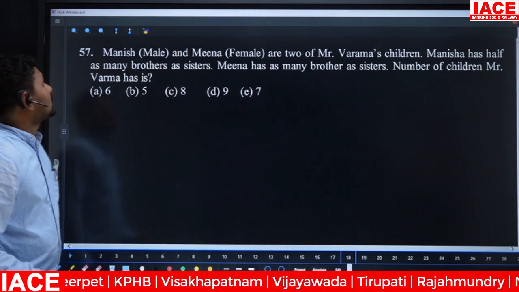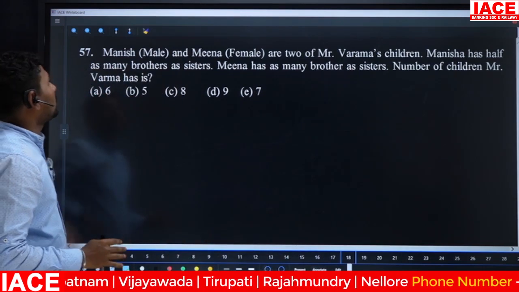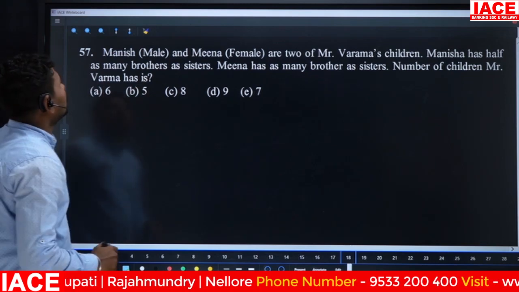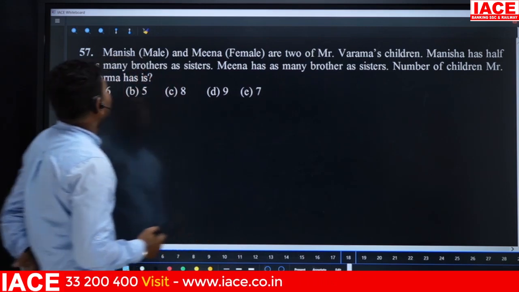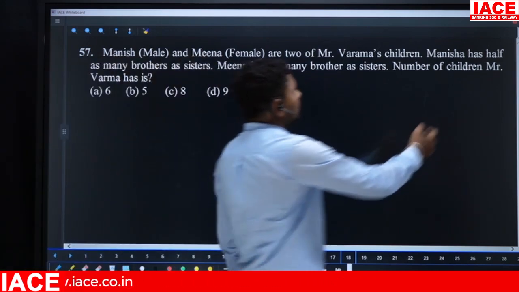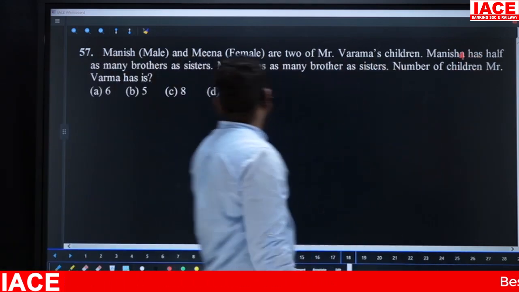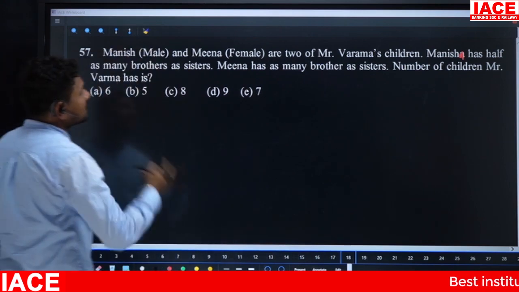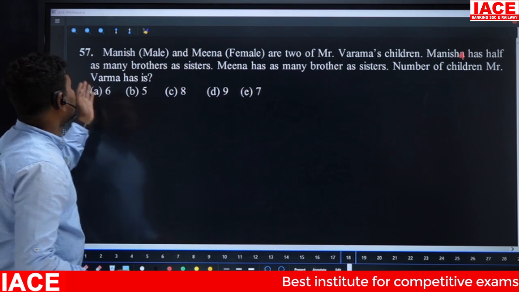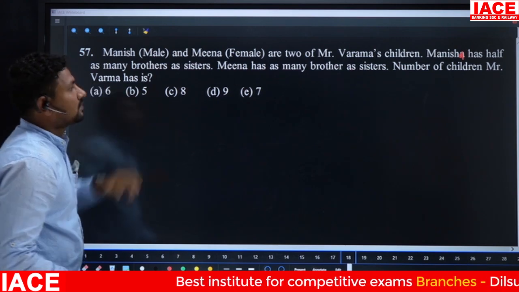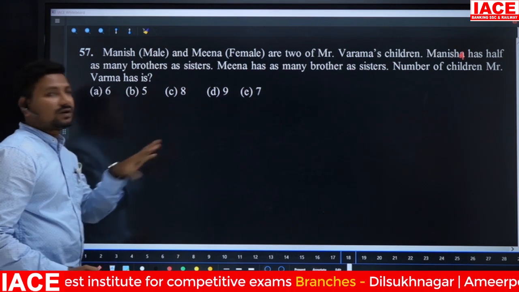This is a somewhat logical question. By the two options we should go. Manish and Meena are two of Mr. Verma's children. Manish, it is not Manisha, it is Manish. Manish has half as many brothers as sisters. Meena has as many brothers as sisters. The number of children Mr. Verma has is? Overall, we should say the number of children in the family.